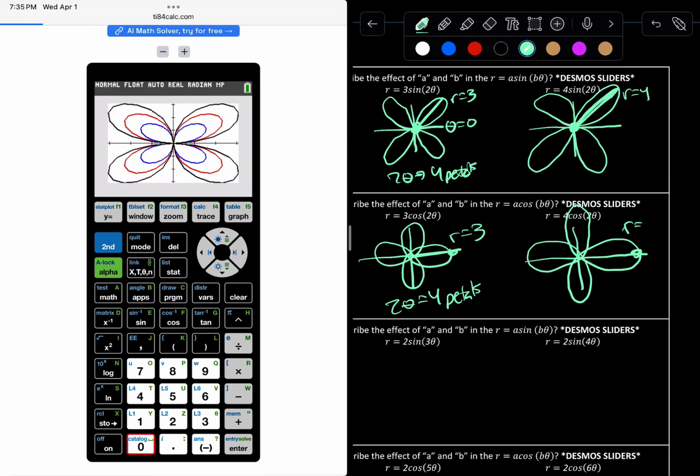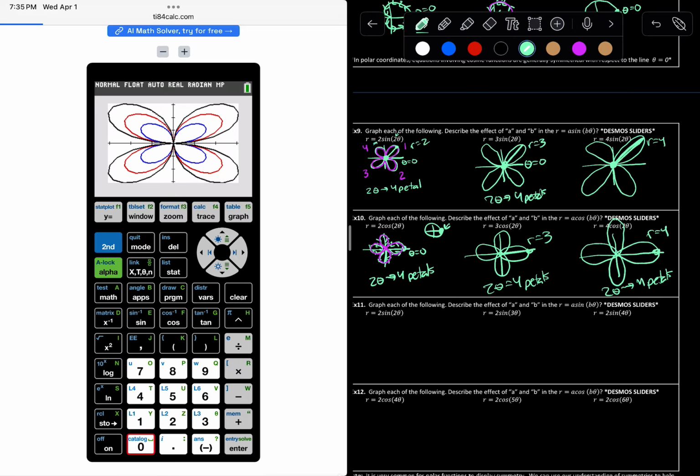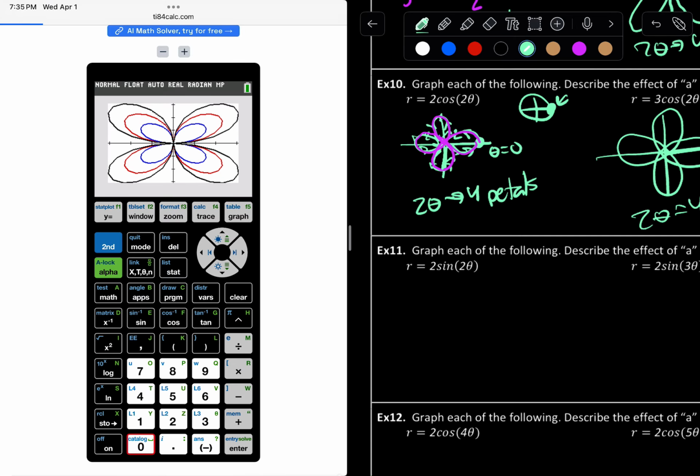So this has a radius of 4, and 2 theta means 4 petals. So when we increase the first coefficient, it increases the radius, therefore the petals get larger. It does not change the number of petals. So let's go back to the original.